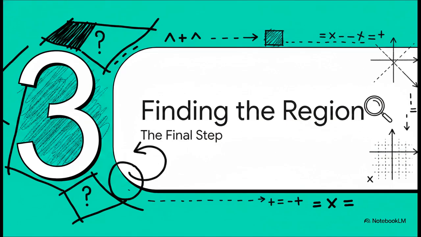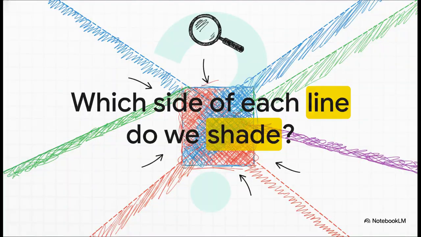And you can see they've created a bunch of different enclosed areas. The big question is, which one of these little shapes is the region R we're actually looking for? And this is the million-dollar question, right? How on earth do we know which side of each line we're supposed to be on? We need to find that one magic spot where all 4 conditions are met at the same time.